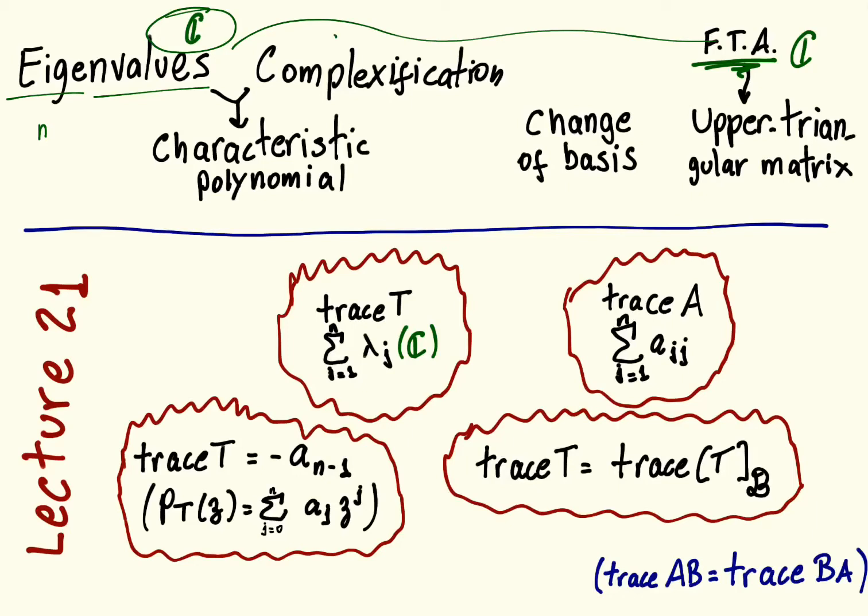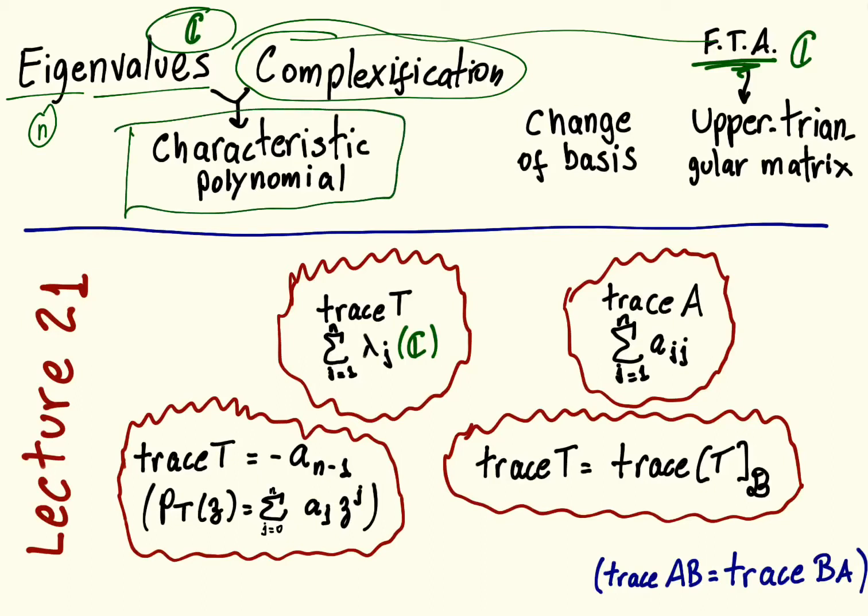And it's convenient then to complexify real operators so that they also have n eigenvalues. This way we defined the characteristic polynomial of an operator as simply the product of z minus lambda over all eigenvalues lambda, the eigenvalues of the complexification. So the characteristic polynomial of an operator always has degree n.